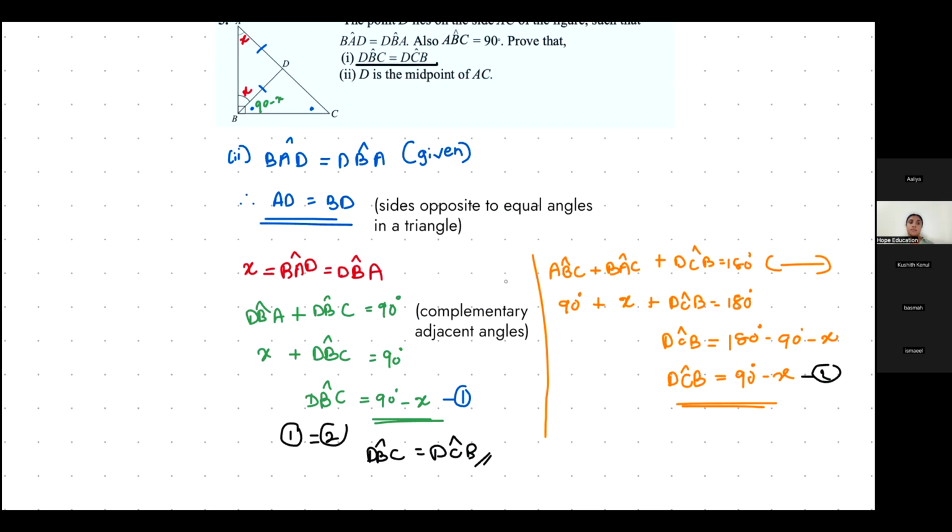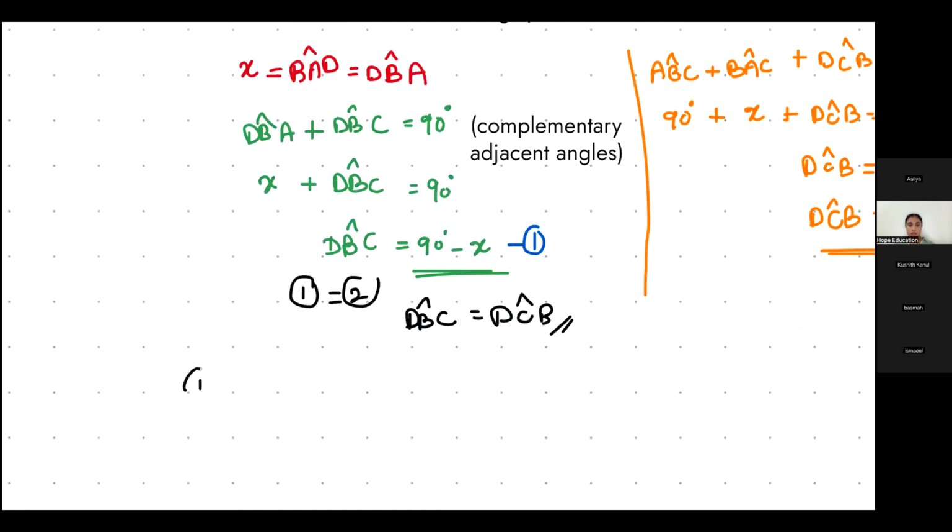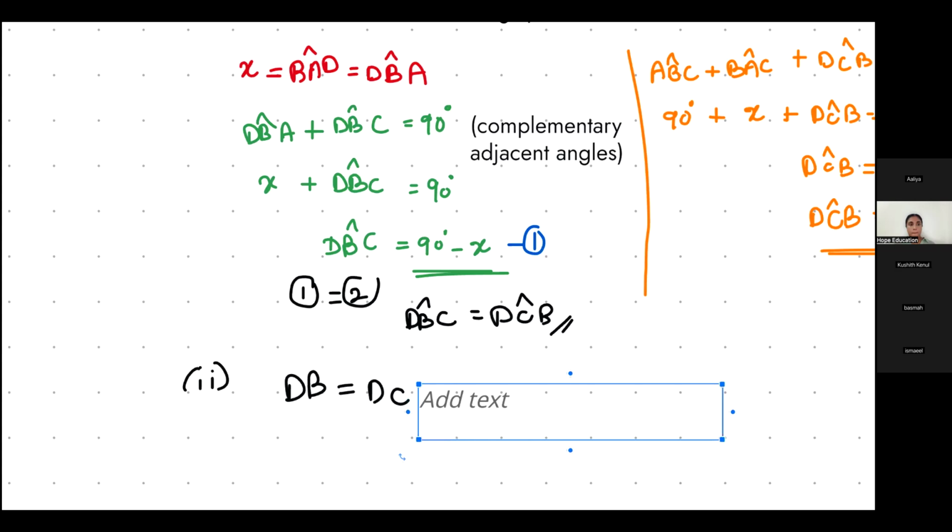All right. And this is also 90 minus X. Now, since this angle and this angle are equal, we can say the sides opposite to them are equal. Therefore, DB equals DC. Therefore, we can say directly DB equals DC. Reason is sides opposite to equal angles in a triangle.